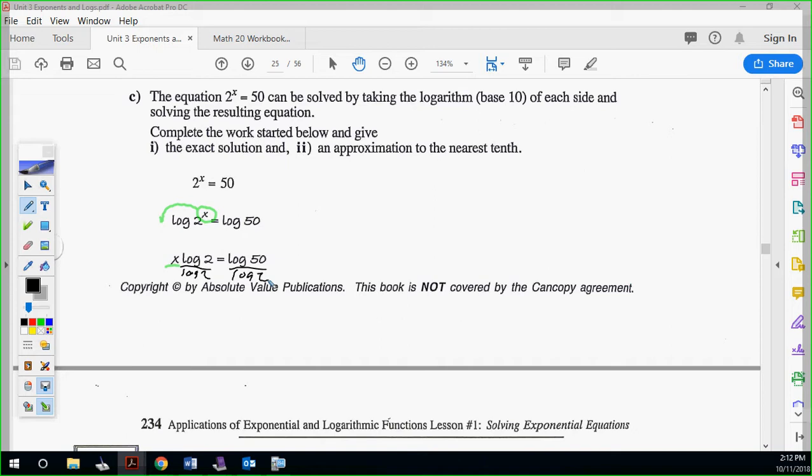Because that was within the log. You're talking about this number, because these are two separate. This is x times log 2, so I'm dividing the whole log. Okay. Now, you may be saying, but we know this, Mr.